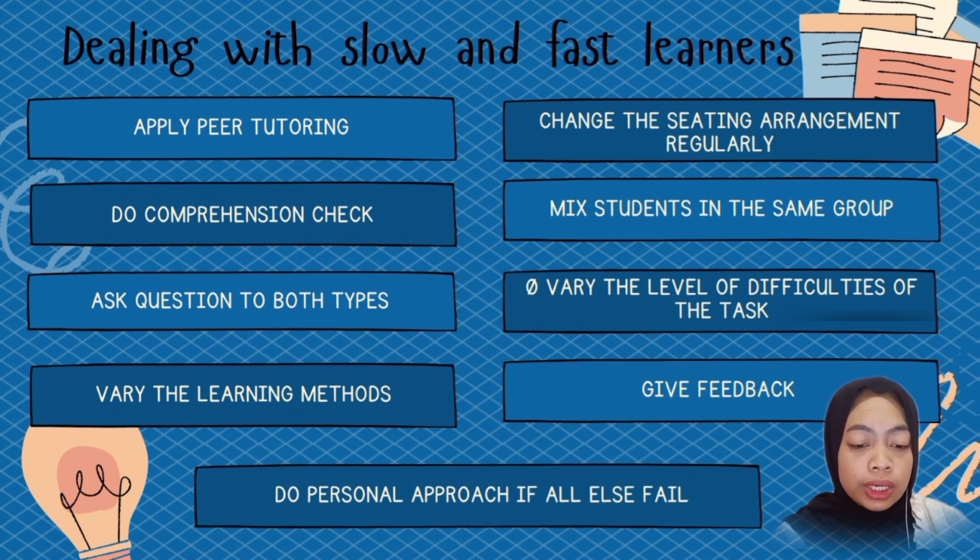Give special treatment to the slow learners. Give enrichment to the fast learners. Give remedial teaching to the slow learners. Give feedback so students know their ability. Do a personal approach and talk to a specific learner if needed.